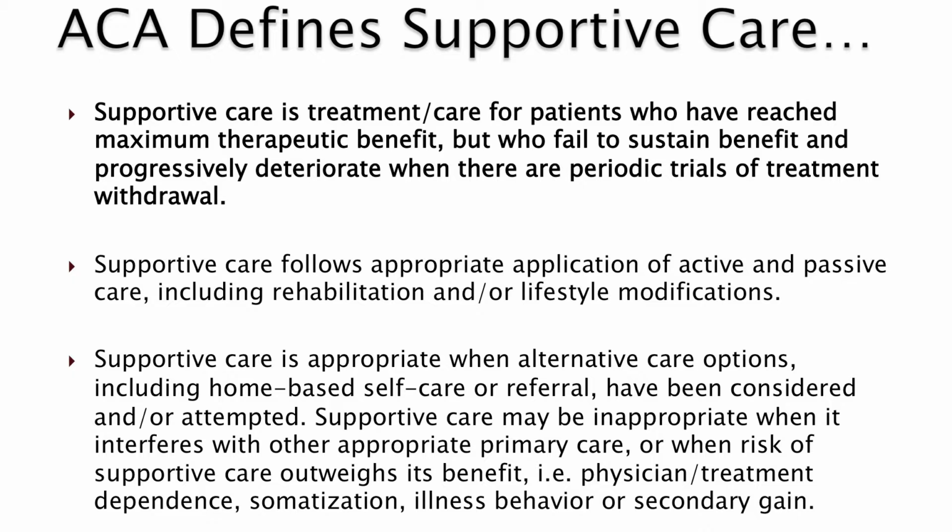Supportive care follows appropriate application of active and passive care, including rehabilitation and/or lifestyle modifications, and supportive care is appropriate when alternative care options, including home-based self-care or referral, have been considered and/or attempted. Supportive care may be inappropriate when it interferes with other appropriate primary care or when risk of supportive care outweighs its benefits, i.e. physician treatment dependence, somatization, illness behavior, or secondary gain.